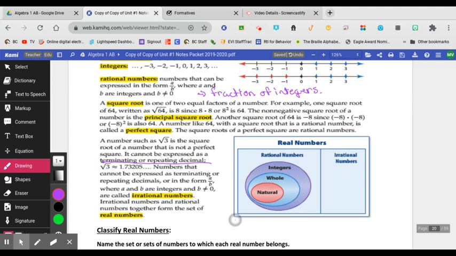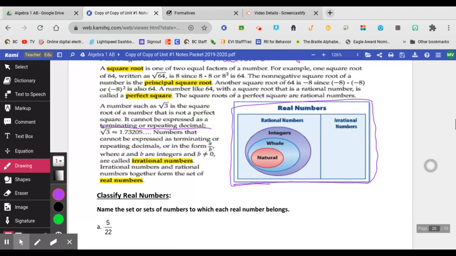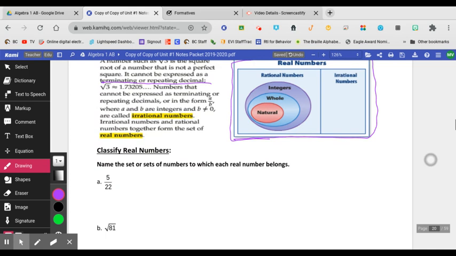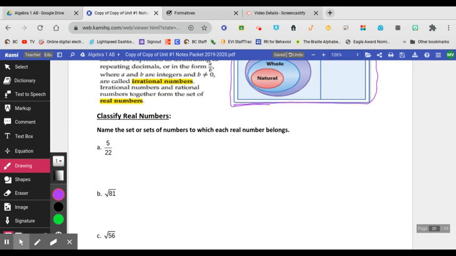And I know you all saw this before because it was in fact the back of the very first quiz you took in 8th grade math. I know that seems like a really long time ago. So, classifying real numbers. Name the sets of numbers to which the real number belongs.